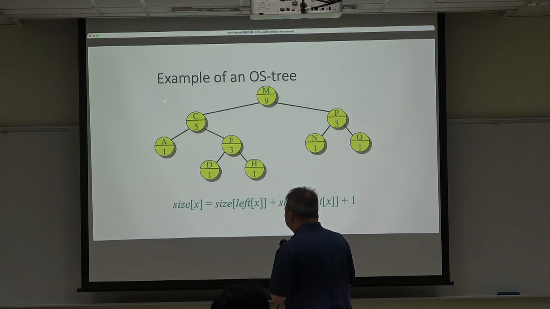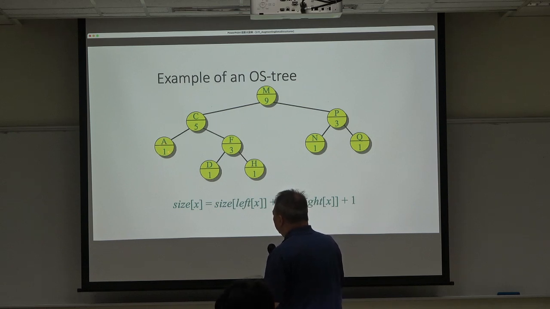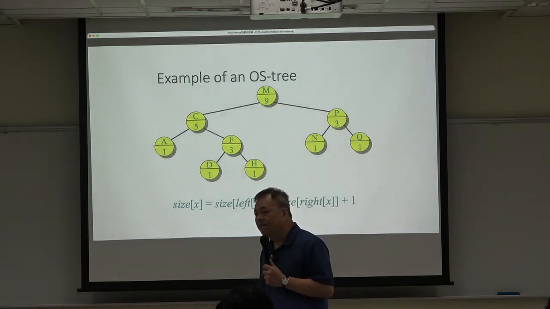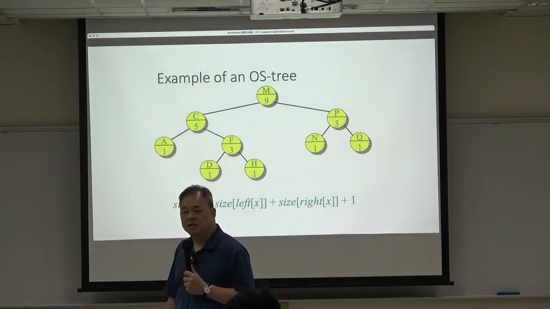So you can see the keys are these letters, but each node is also associated with a number, which indicates the number of nodes in this subtree. For example, for a leaf node, it's 1. For node F, it's 3, because in this subtree we have 3 nodes. And for the whole thing we have 9 nodes, so we store 9 here. So it's easy to understand, right? So far so good, right?